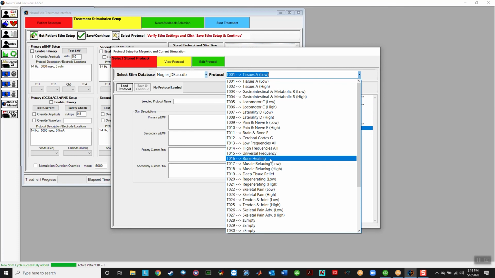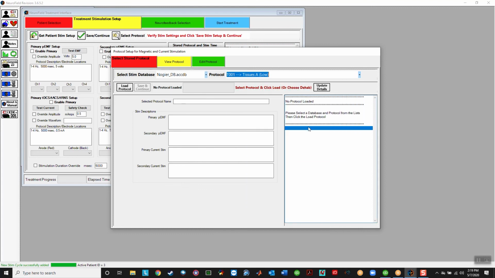The remainder of the protocols here are muscle relaxing, deep tissue relief, regenerating, skeletal pain, tendon and joint, and skeletal pain advance. All of these are combinations of the original protocols that Nogier created. You can give any one of these over virtually any part of the body using the EMF units. However, we do have a heart rate variability methodology that ties into this database to help you actually pick the protocol that would work best.